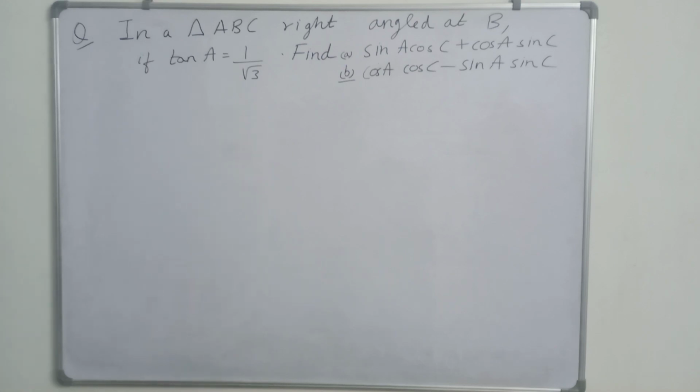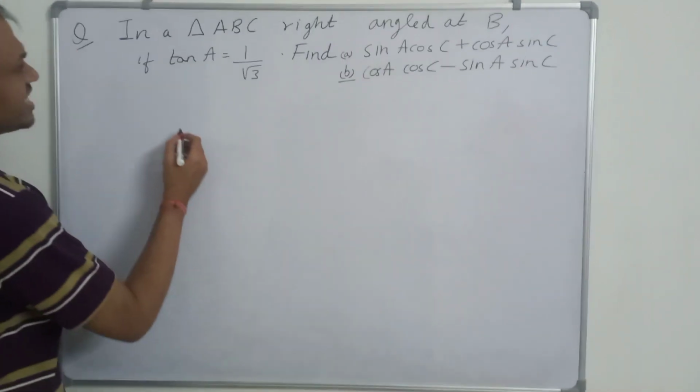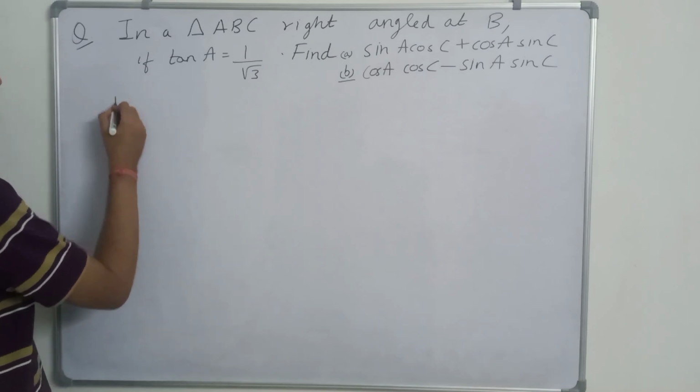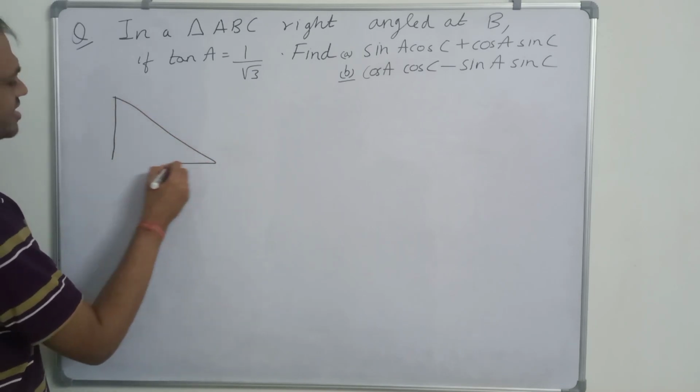So this is the next question. It says that in a triangle ABC, right angle at B. So this is a triangle ABC.